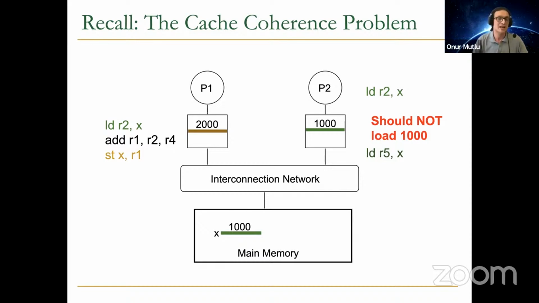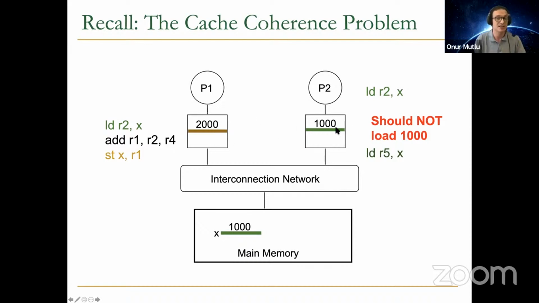But basically, this processor should not load 1000 because these caches are supposed to be invisible to the programmer, right? The fact that you would be getting an inconsistent value is because there are caches here, and processor 2 is not seeing the update that processor 1 made to this cache block, because each of them independently cached the same cache block without being aware that one is updating it. Okay, so a system that provides cache coherence should make sure that processor 2 does not load 1000.